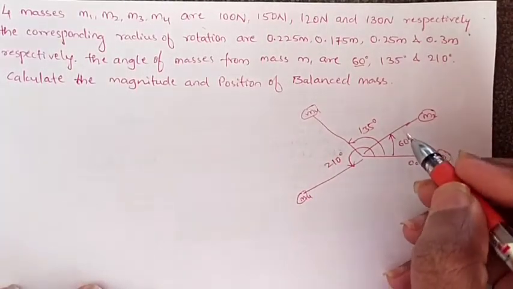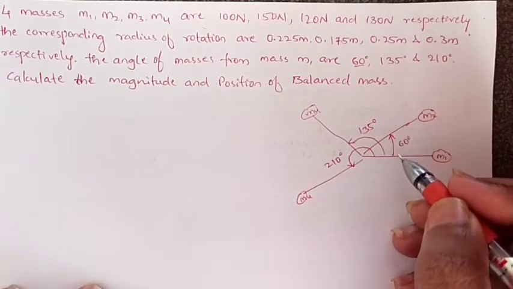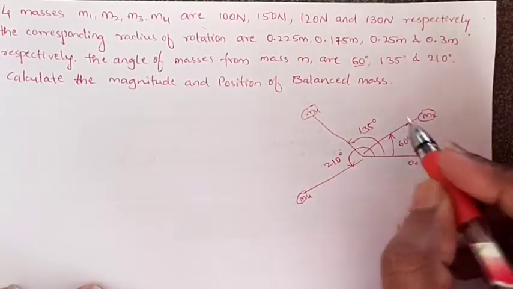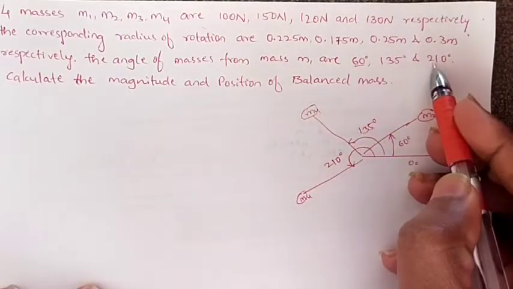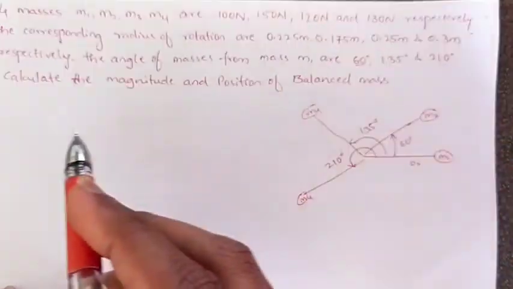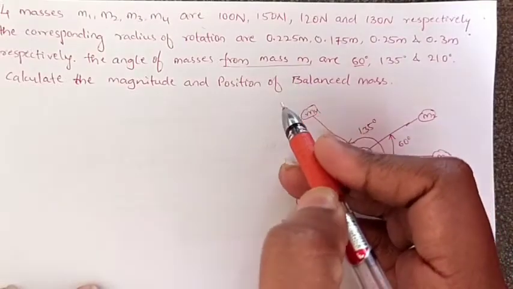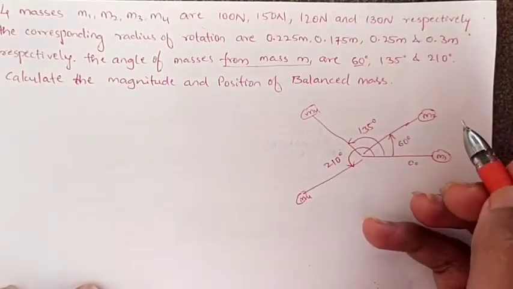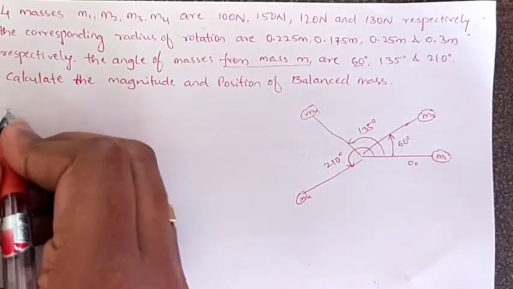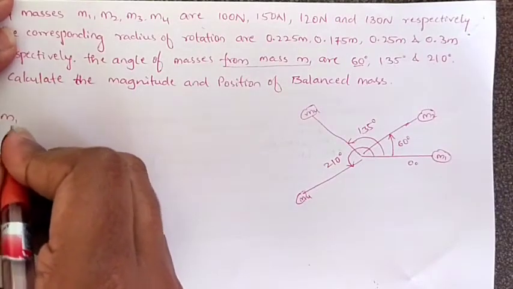Okay, if it is told successive, you need to add the angles. Now it is given from mass 1. See here, 60 degree, 135 degree and 210 degree from mass 1. So all are given from mass 1, so directly you can consider these angles. Okay, now we will go on solving the problem. So just write these values.